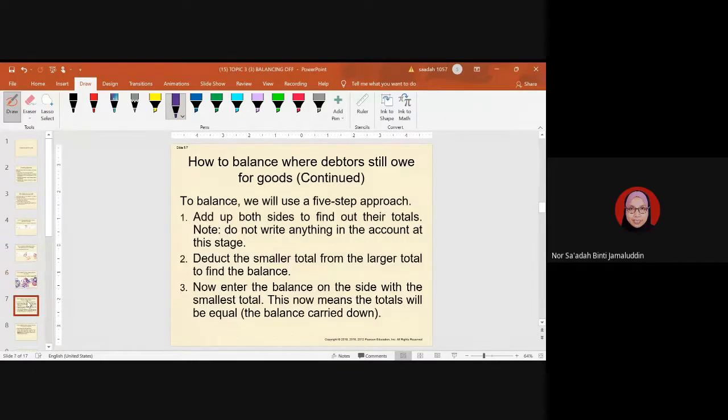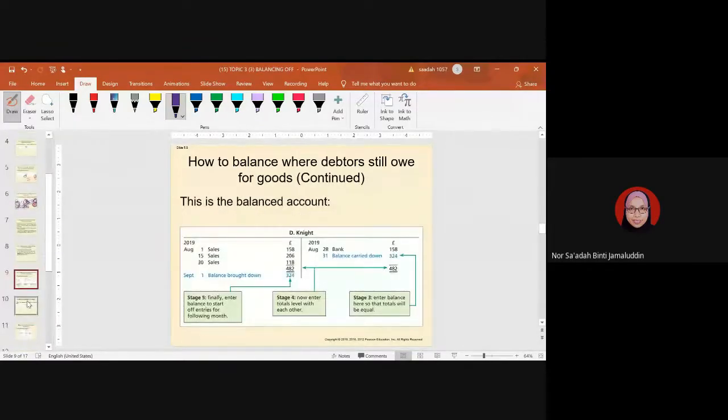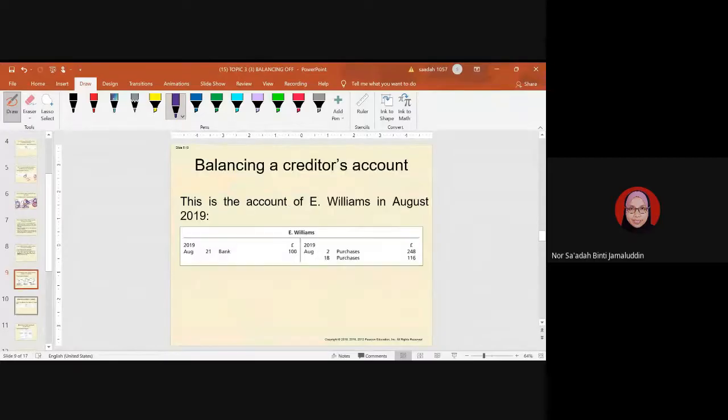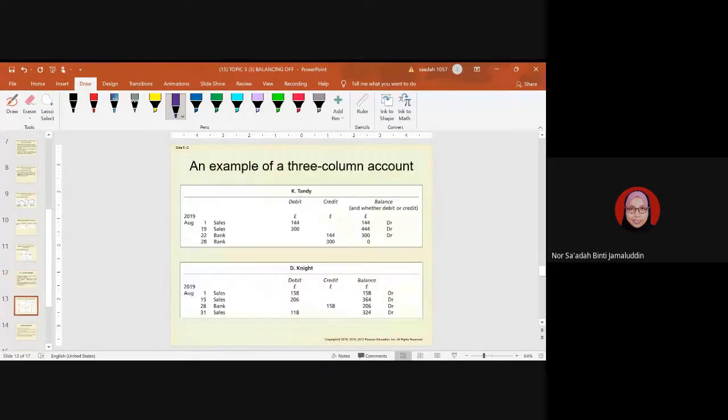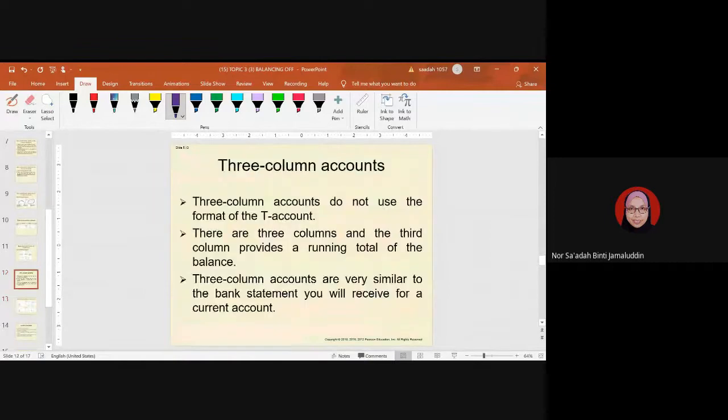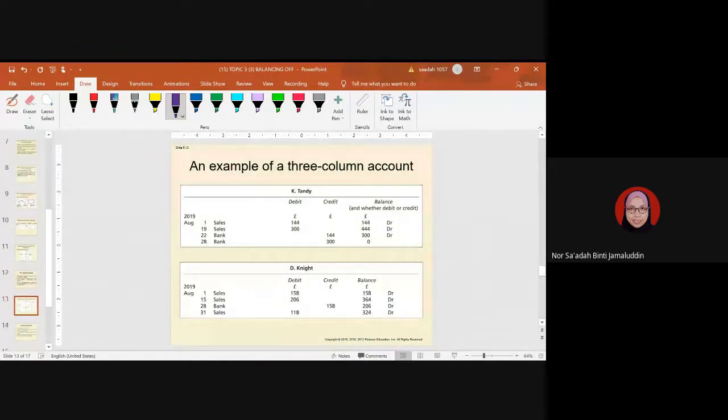Okay, this is how to balance. Okay, this I already taught you about. This is balance carried down, balance brought down, step by step. Okay, this is the other example. Okay, you can take a look. Okay, this is 3 columns. Okay, sometimes the question may ask you to prepare the ledger also in a 3 column format.